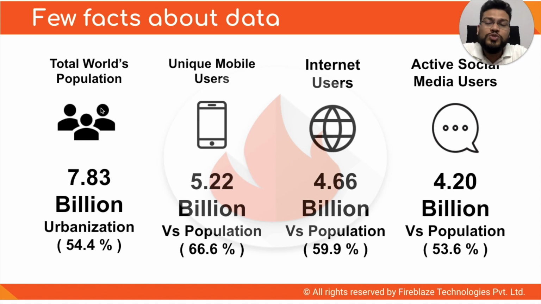Okay. So the total world's population is around 7.83 billion, out of which the people who live in urban areas is 54.4%. In which unique mobile users is 5.22 billion, which is 66.6% of the entire population. So you can imagine if 5.22 billion people are having smartphones, what amount of data they might be generating every day, right? And out of that, 4.66 billion, that is 59.9% of the entire population, are basically using the internet.